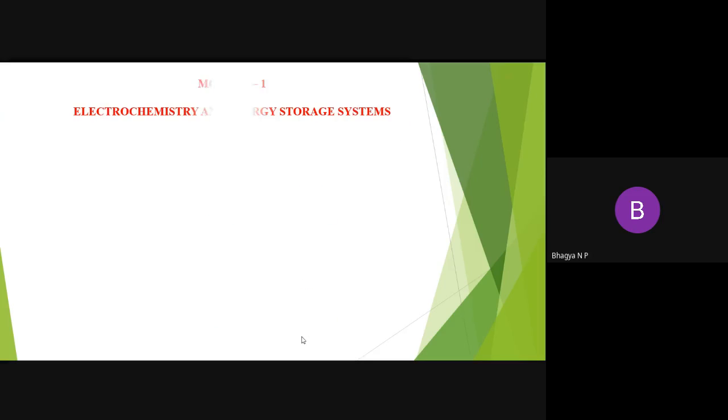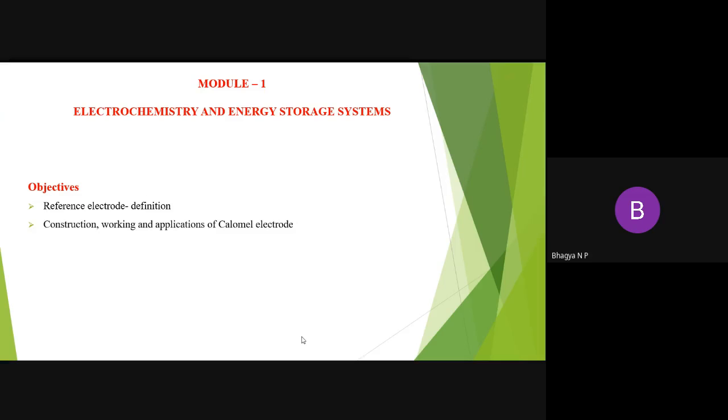Today I am going to teach you Module 1, Electrochemistry and Energy Storage System. So in today's session I am going to teach you the reference electrode definition, along with the construction, working and applications of the calomel electrode. So let us start with the reference electrode definition.